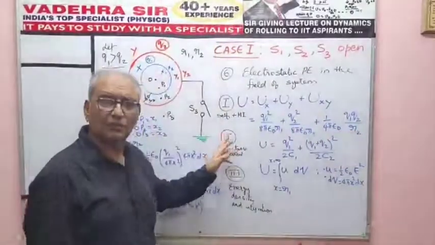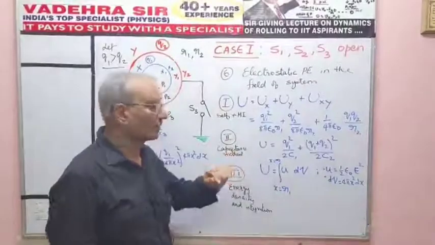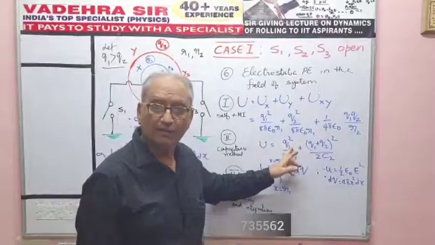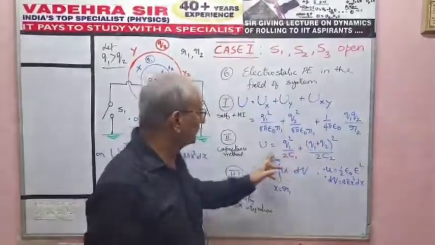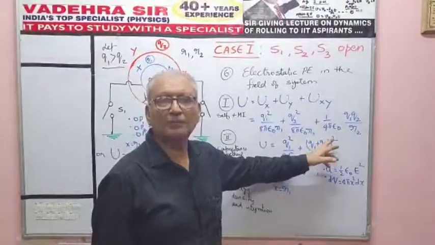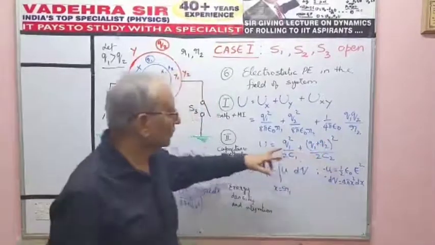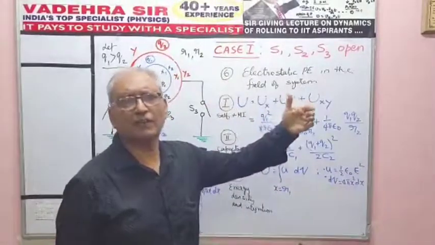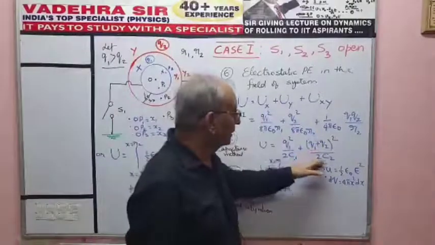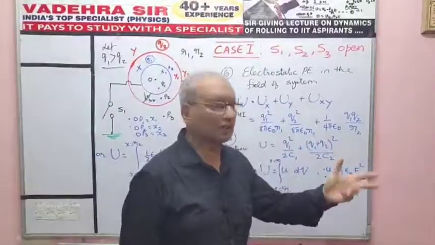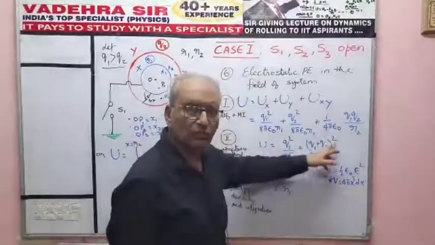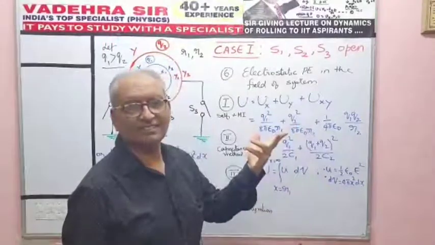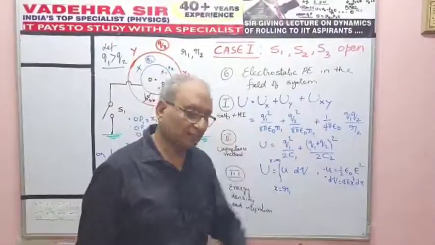The second method we do by the capacitance method. U is the energy U1 stored by C1 and energy U2 stored by C2. Q1 square upon 2 C1. C1 we have done, 4 pi epsilon naught R1 R2 upon R2 minus R1. C2 is 4 pi epsilon naught R2. Put the values of C1 and C2, solve this simple exercise, you will get this answer. Same. Interesting? Very interesting.